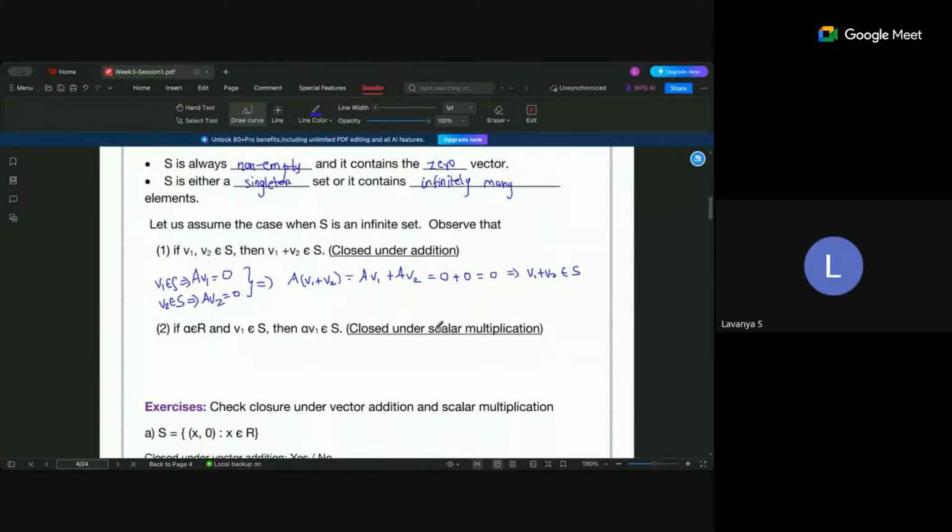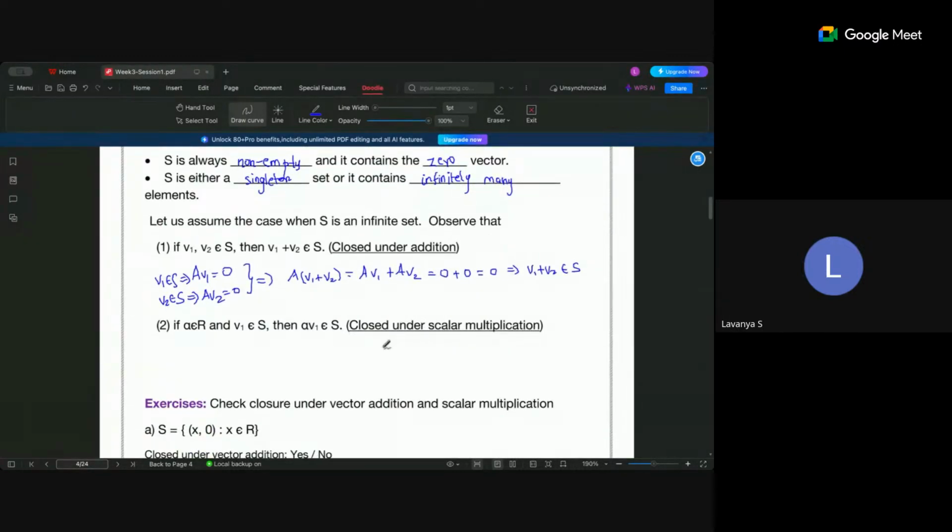Now let us look at closure under scalar multiplication. It means you take any vector and multiply it by a scalar, and the resulting vector also belongs to the same set. How is that possible? It is very simple again. v1 belongs to S means Av1 is equal to 0. Now what about A times alpha v1? Ma'am, in the above one, v1 and v2 will be 0 vectors only, right? No. Why should they be 0?